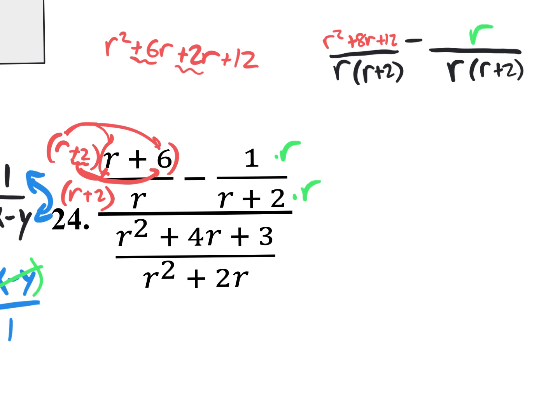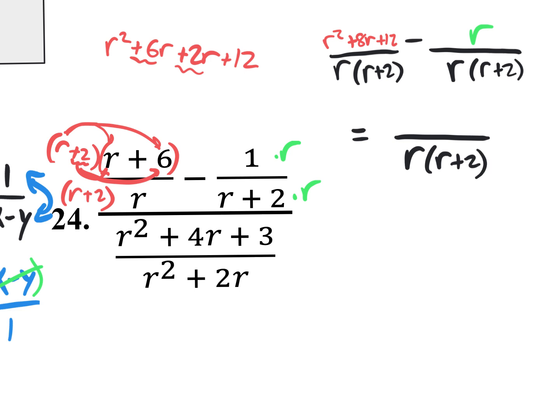Okay, now we have a common denominator, r times r plus 2. And now we're able to subtract the top with the top and write it over our common denominator. So our answer is going to be over that common denominator, r times r plus 2. Okay, so what is the answer?